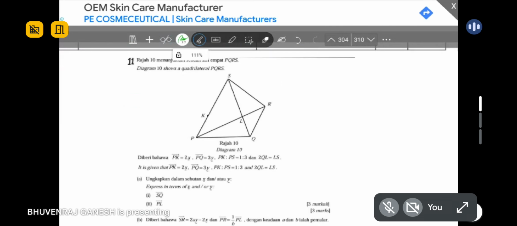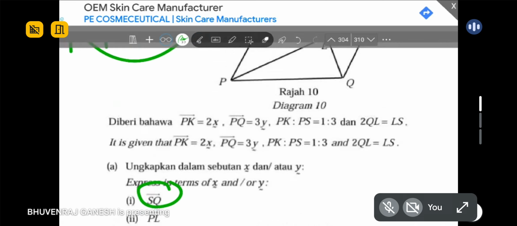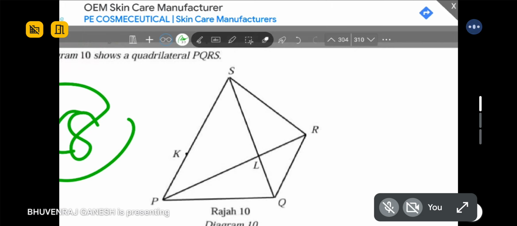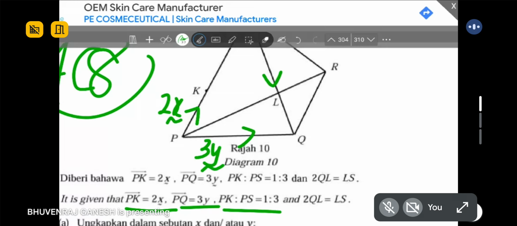Last one for section B. Okay, so this one is vectors. Form 4, chapter 8. For this one, they ask you to find SQ, guys. So how to find SQ? SQ is this one. First step, in vector, you always label the diagram first. Label wajah tu. So PK is equal to 2x, and then PQ is 3y. Just label. PK to PS, 1 to 3.